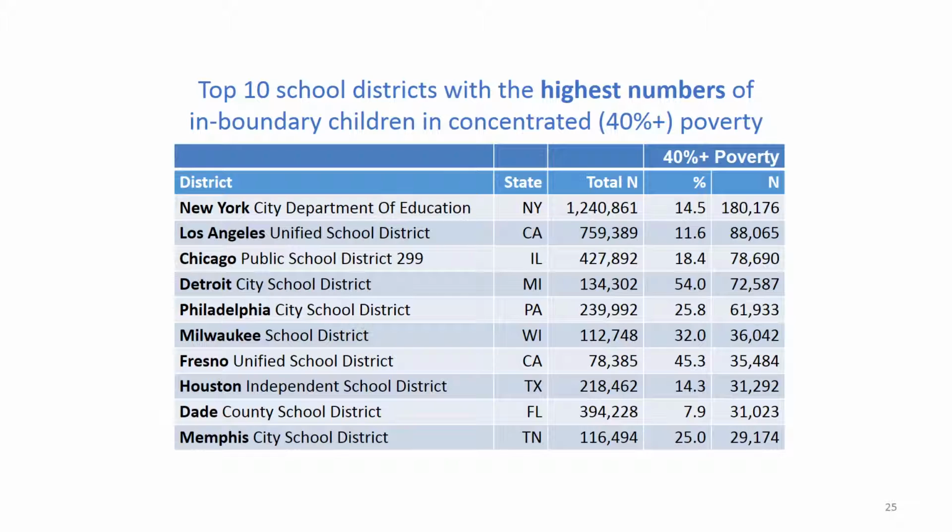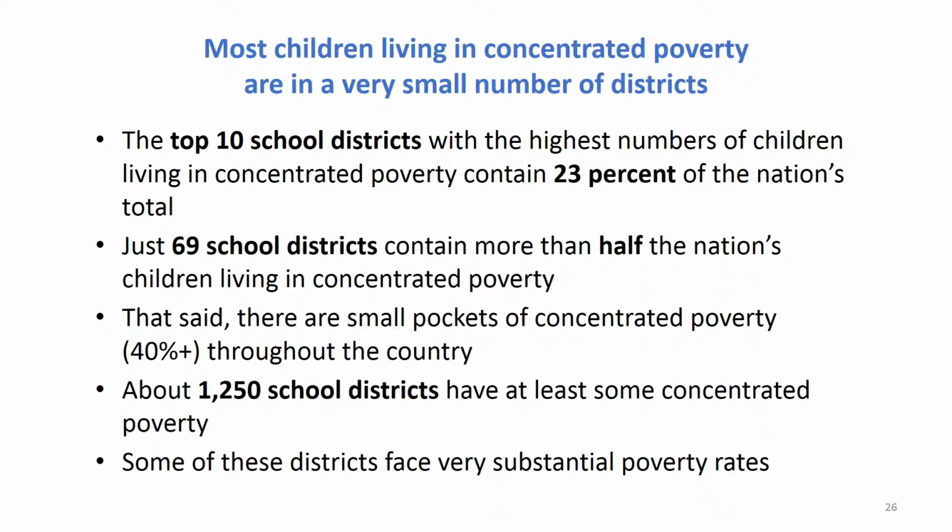So even though the percentages of children living in neighborhoods of concentrated poverty range from 54% in Detroit all the way down to a low of 8% in Dade County in Florida, we see that the overall number of students in the district being large translates to a relatively large number of students living in concentrated poverty. Now, the top 10 school districts from the previous slide actually contain 23% of the nation's total children living in concentrated poverty. And just 69 school districts contain more than half the nation's children living in concentrated poverty.